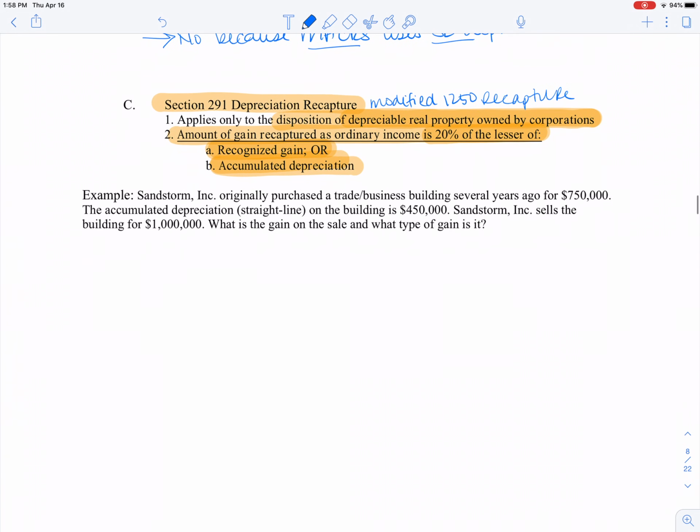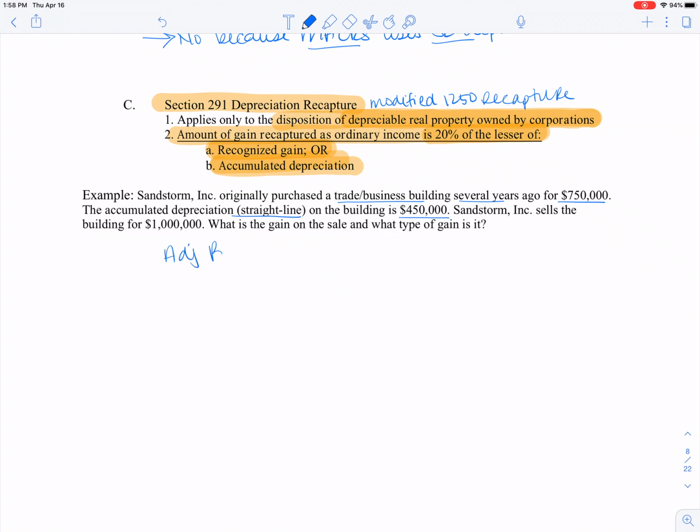So we have Sandstorm, which originally purchased a trader business building several years ago for $750,000. We've held it for more than 1 year. The accumulated depreciation, which is straight line, is $450,000. Sandstorm sells the building for $1 million. What is the gain on the sale and what type of gain is it?